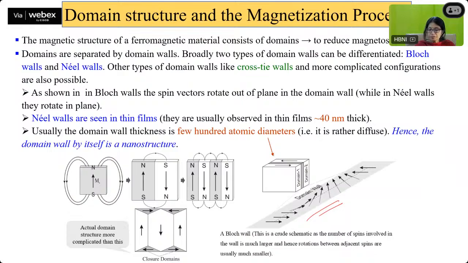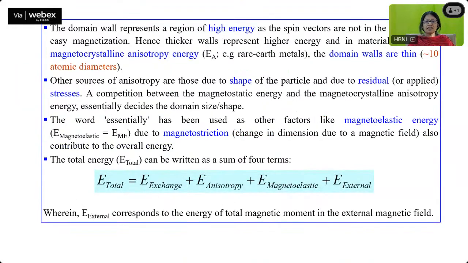Okay. The domain wall represents a region of very high energy, as the spin vectors are not in the direction of easy magnetization. Hence thicker walls represent higher energy, and in materials with higher magnetocrystalline anisotropy energy, the domain walls are generally thin. Other sources of anisotropy are those due to the shape of the particle and due to residual stresses. A competition between magnetostatic energy and magnetocrystalline anisotropy energy essentially decides the domain size and shape.